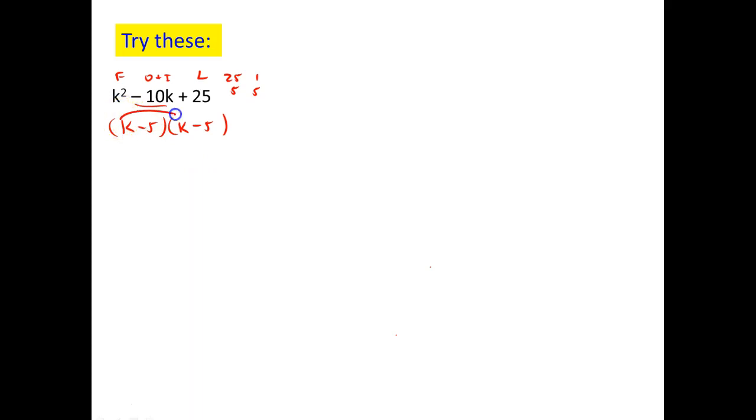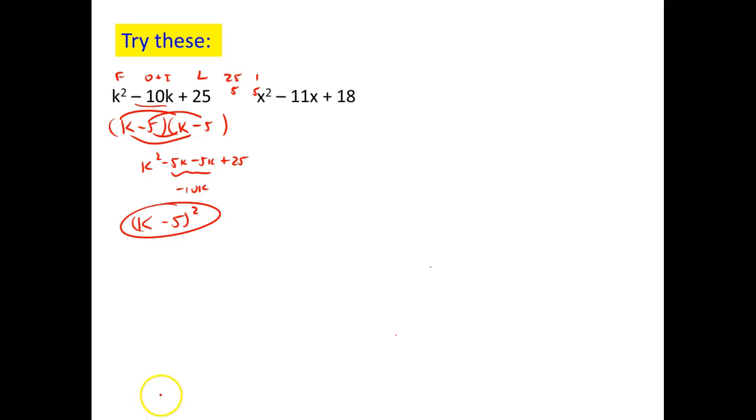If you FOILed this, you'd have k squared. Outside is negative 5k. Inside is negative 5k. And in the back, negative 5 times negative 5 is positive 25. And those combine to give me our negative 10k in the middle, which we needed. So that's our answer, and we could write it a little better: k minus 5, quantity squared.